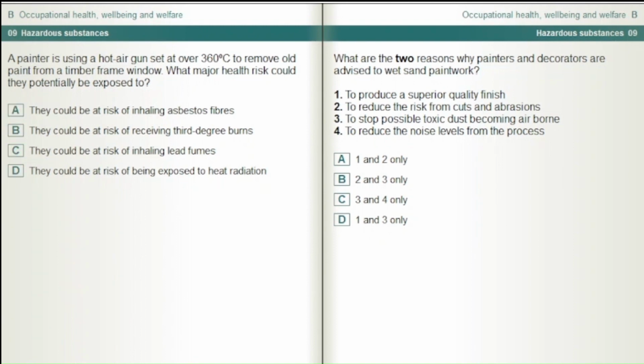What are the 2 reasons why painters and decorators are advised to wet sand paintwork? 1. To produce a superior quality finish. 2. To reduce the risk from cuts and abrasions. 3. To stop possible toxic dust becoming airborne. 4. To reduce the noise levels from the process. 1 and 2 only. 2 and 3 only. 3 and 4 only. 1 and 3 only.